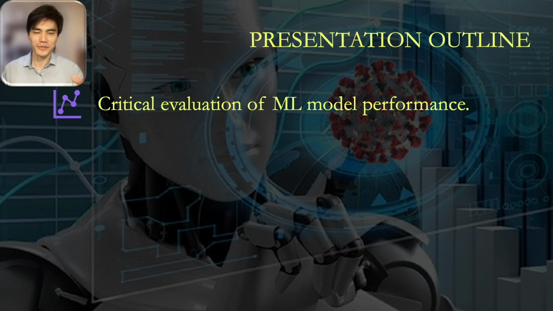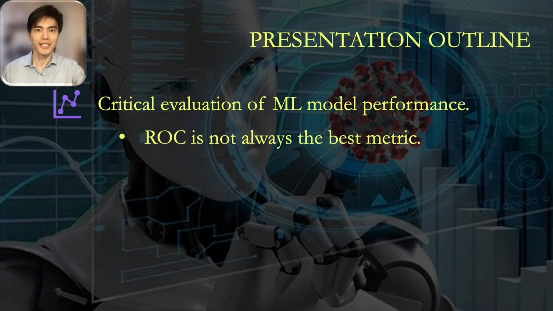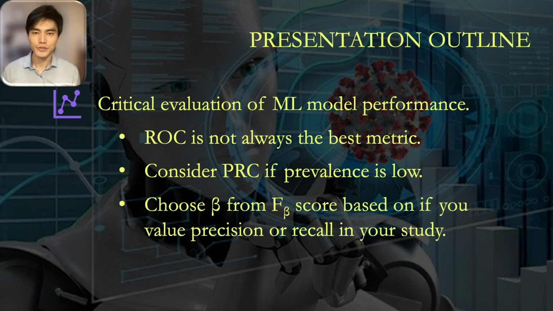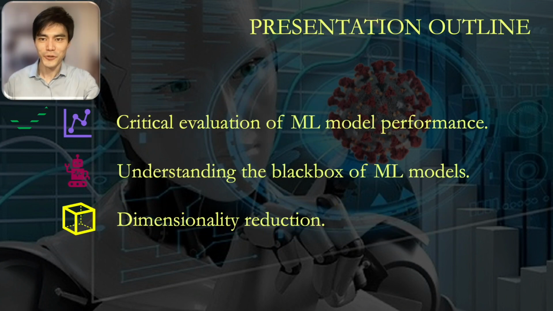The critical evaluation of machine learning model performance is important. ROC is not always the best metric. Consider precision recall if the prevalence of the disease is low or if there's an unequal balance between positive and negative. And choose beta from the F beta score based on whether you value precision or recall in your study. Don't just use the F1 score just because everybody is using it. So that was the first part of this video on critical evaluation of machine learning model performance.